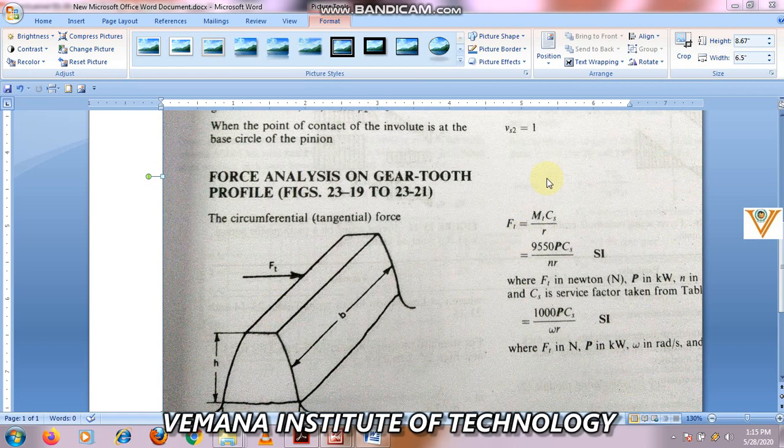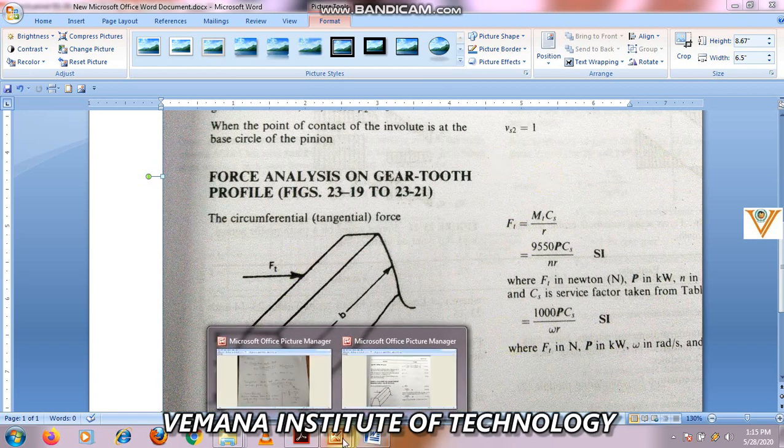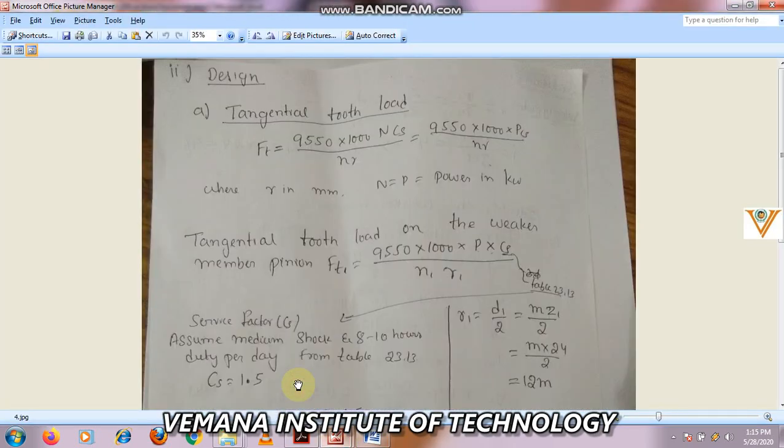From this section we have taken the equation, so you can remember this equation: 9550 into 1000 into N CS divided by N R, right? So what about R1? R1 is not given and D1 also not given. So we have two terms. D is m z. So to find R, it is D by 2. So this is for pinion.